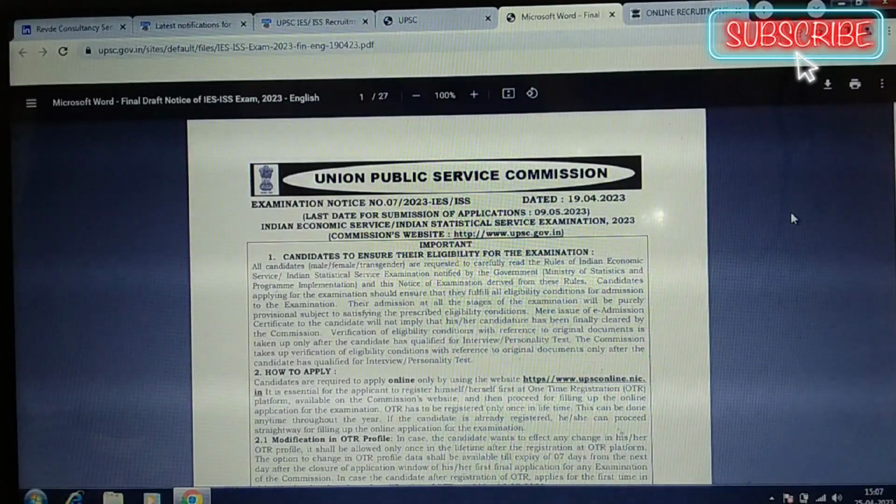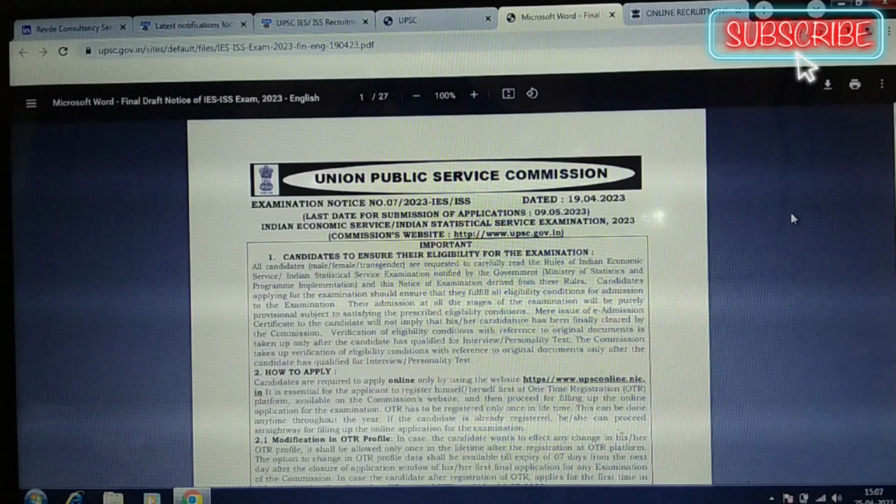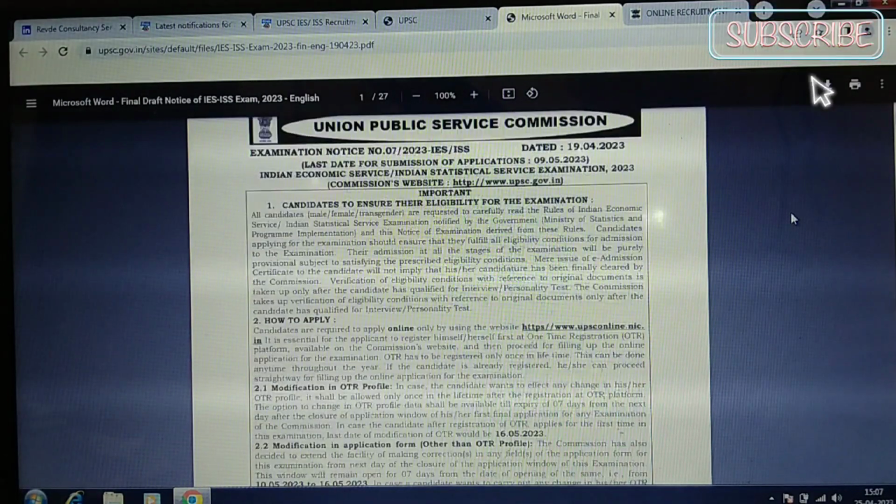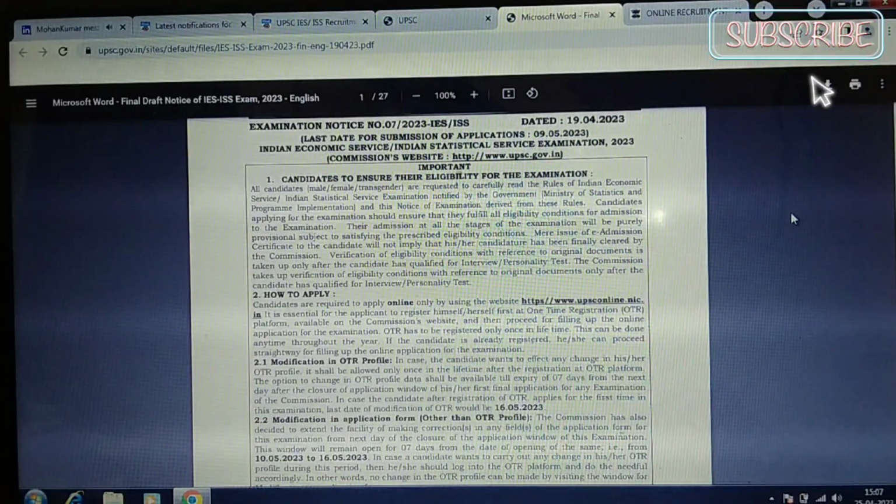Here you have to read each and every step of the notification details. What are the eligibility criteria, what is the examination process, and how to prepare for the examination. You have to read all of this before applying for the examination. This is the first page of the notification, so candidates must ensure their eligibility for the examination.